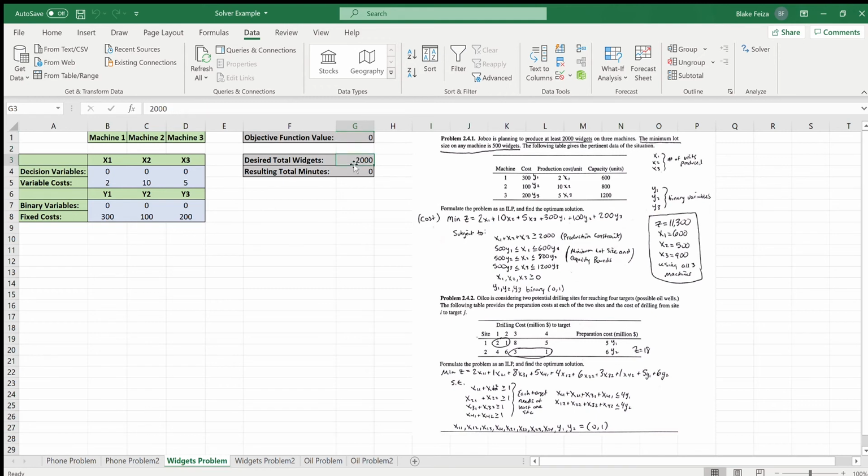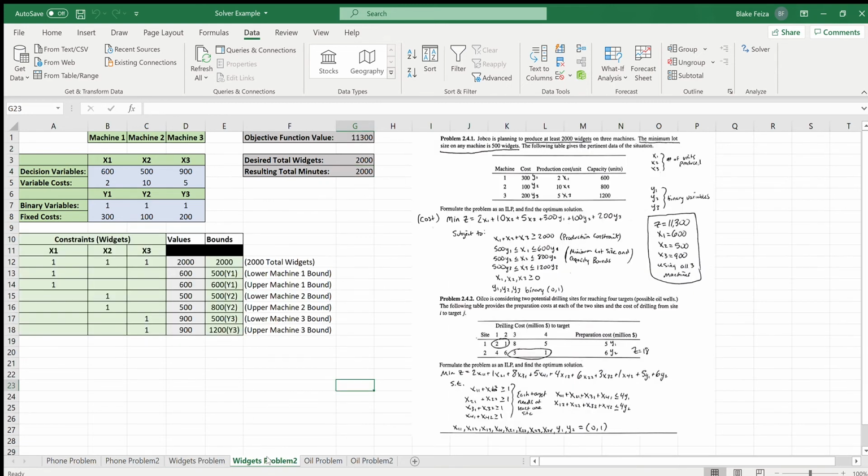And here we're looking for 2,000 total minutes or widgets, and this is going to give us the resulting widgets here once we finish it. So flip over to this next sheet, and we do have the constraint table in here I put in. So basically we have the first constraint, which is x1 plus x2 plus x3 must be greater than or equal to 2,000, which is just for the total widgets we're shooting for.